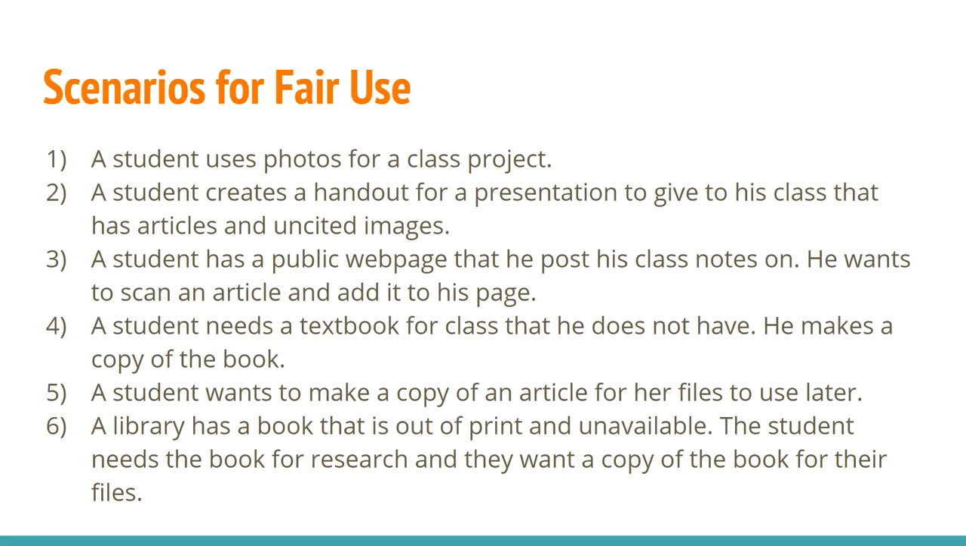5. A student wants to make a copy of an article for her files to use later. Yes, this qualifies for fair use because it is for their personal files. 6. A library has a book that is out of print and unavailable. The student needs the book for research and they want a copy of the book for their own files. Yes, this qualifies for fair use because it is for personal use. When you look at the 4 factors: 1, it is for educational use. 2, it is for research. 3, the book is out of print and no longer available. And 4, no impact on the market can happen since it is no longer available.